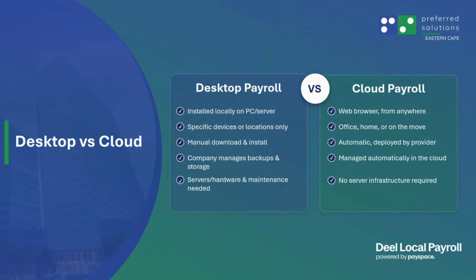Now, let's talk about backups, infrastructure, and disaster recovery. This is where the two approaches really diverge. On desktop, your company is responsible for its own backups and data storage, which usually means additional servers, hardware, and ongoing maintenance. It also means your disaster recovery plan depends entirely on your internal backup procedure, so it's only as good as your last backup.